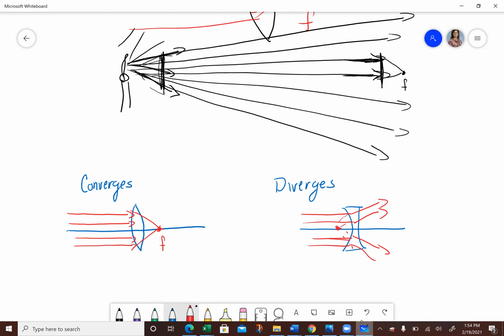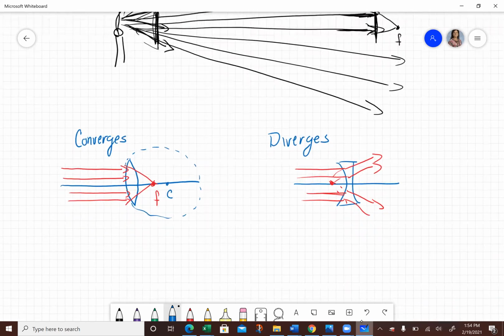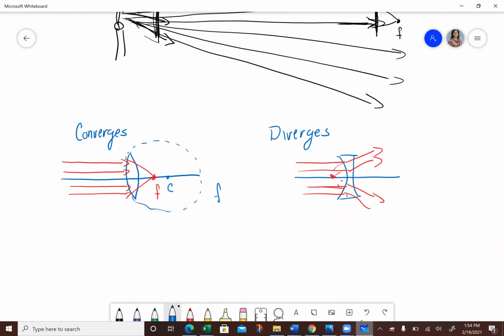It's still true that if I imagine this to be a full circle, my center is, I didn't draw that very well, but the center is twice that focal length. So it's still geometrically true that your focal length is equal to 1/2 your radius. 2 focal lengths equals that.